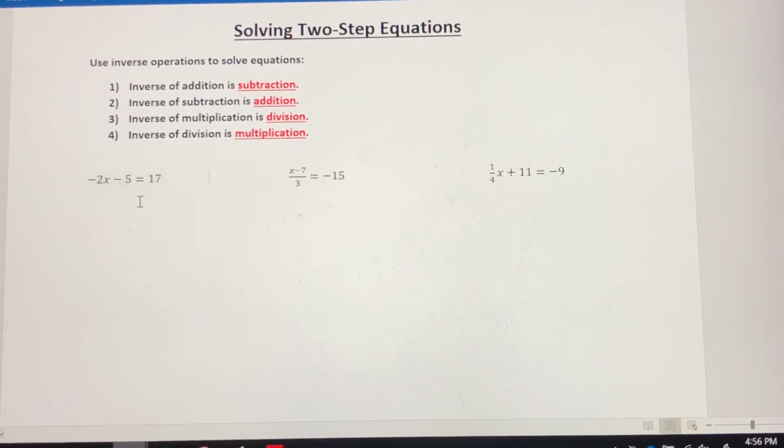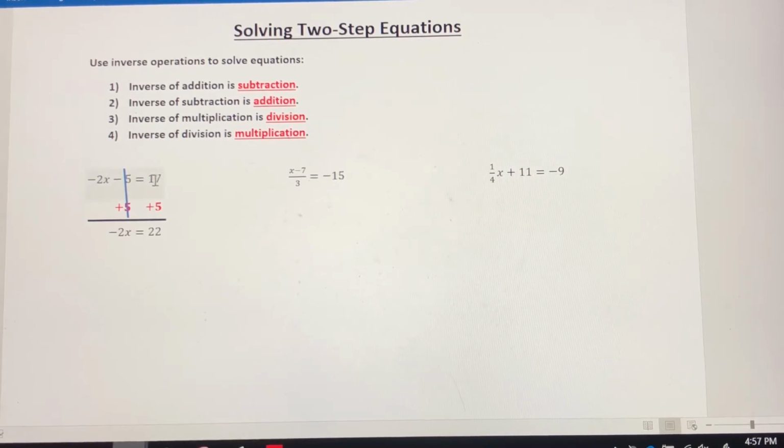So I want to add 5 to both sides first. My first step is going to be to add 5 to both sides. That's going to get negative 2x by itself, and then I'll be able to do a second step. These inverses, these opposites, cancel out. On the left side, I'm left with negative 2x. On the right side, I'm left with 22. So negative 2x now equals 22.